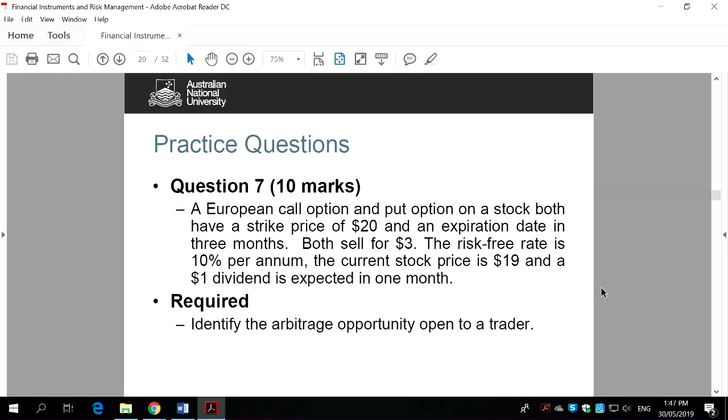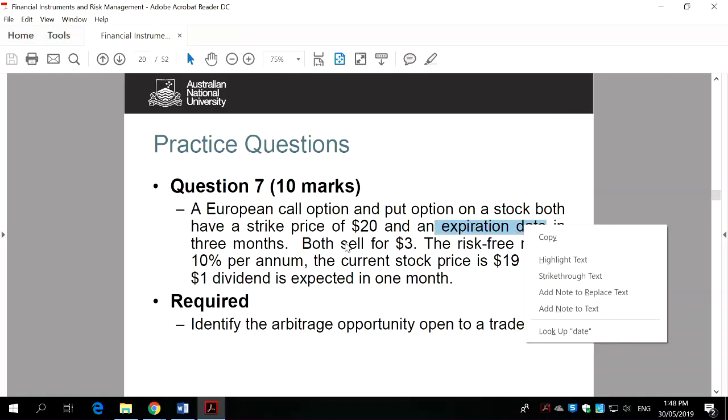What do you reckon? Put-call parity, right? Because the hint is given in the question. So they both have the same strike price and both have the same maturity, right? And now we have a call, we have a put. So this is the best scenario for us to use put-call parity.